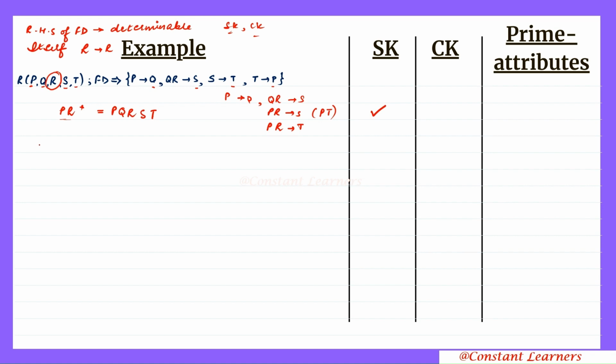But will this be a candidate key? That we will have to check. Candidate key is minimal super key. Minimal super key means what? Any proper subset of super key should not be a super key.